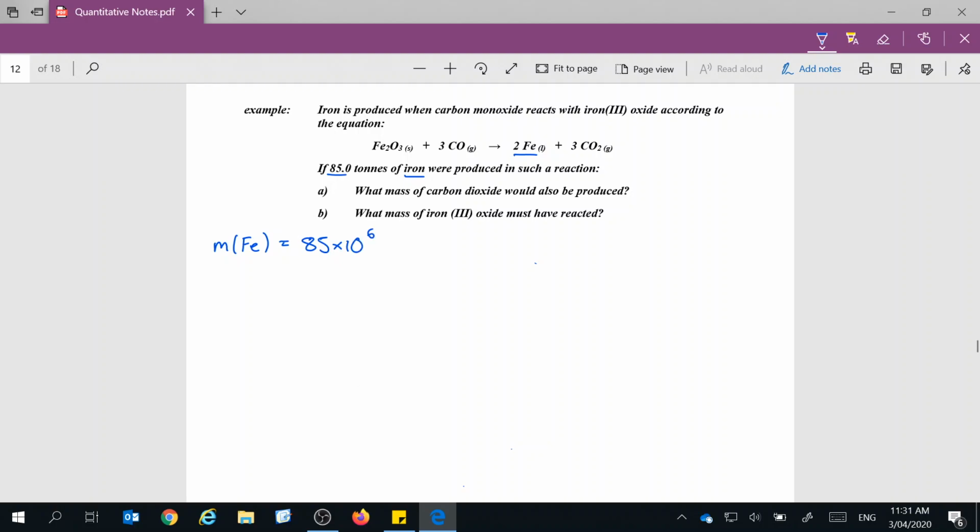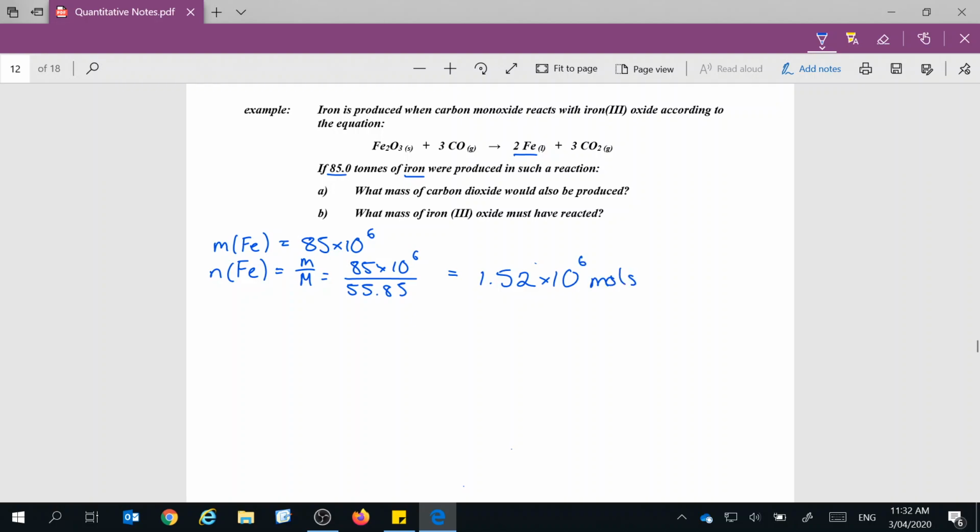So now I can do the number of moles of iron is the mass divided by the molar mass. So it's 85 times 10 to the 6 divided by iron's molar mass, which is 55.85. And that gives me an answer of 1.52 times 10 to the 6 moles.